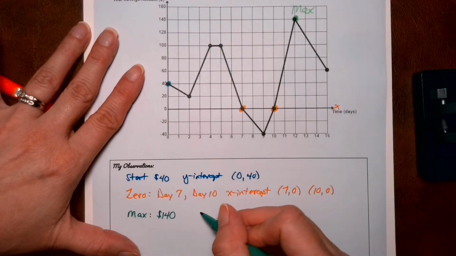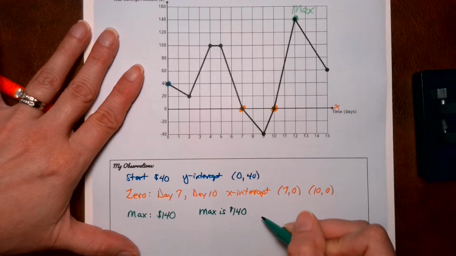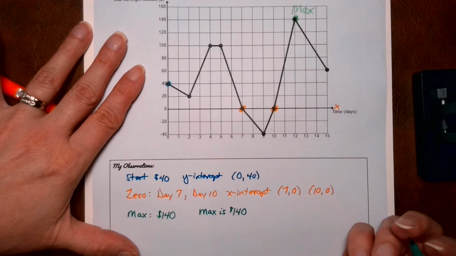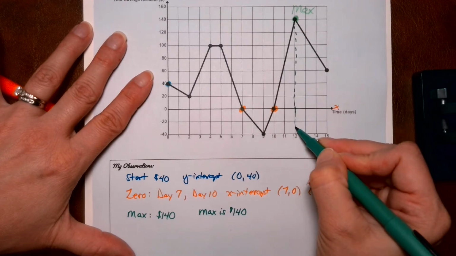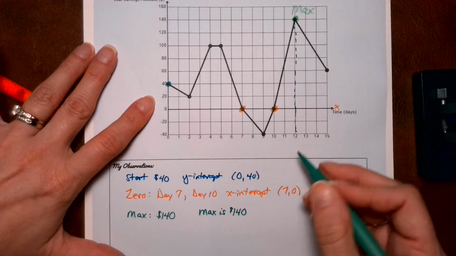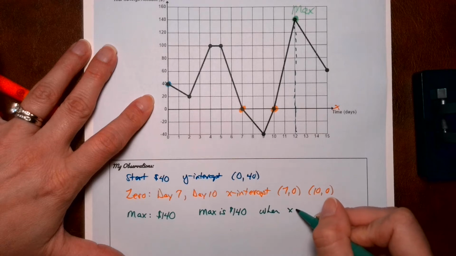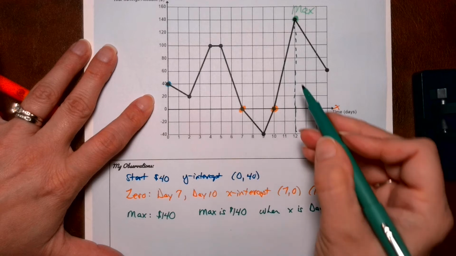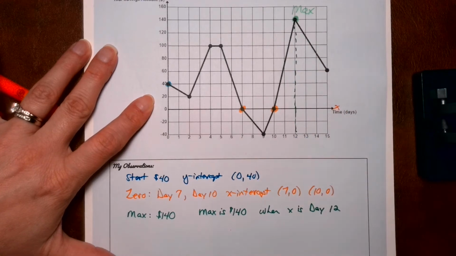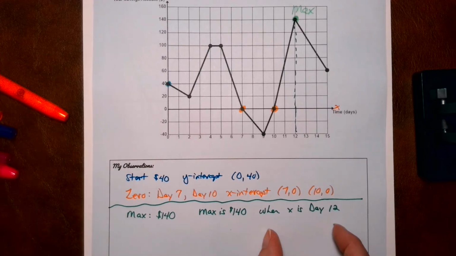Now, how do we write that? We have to say the max is $140, but you have to say when. When does that happen? That happens on day 12, when x is day 12. So the maximum happens on day 12. That's what's a little different about max and min. You have to say when that happens.